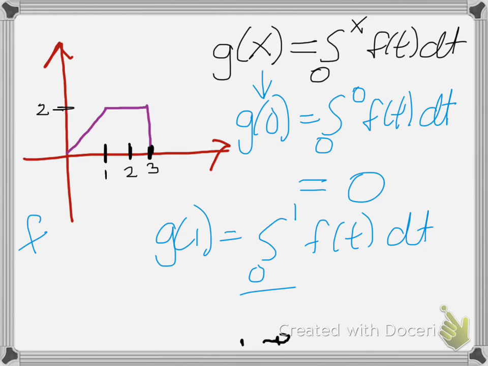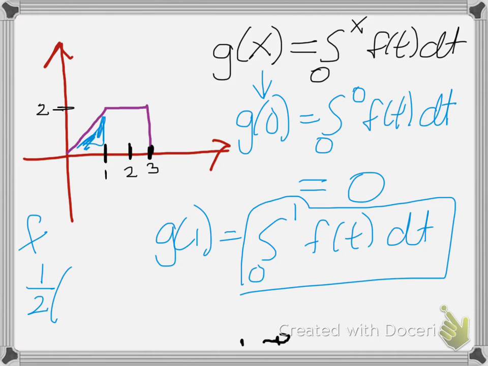So wherever you see an x, you're going to put a 1. Okay, this notation right here means to find the area under the curve from 0 to 1. So the area under the curve from 0 to 1 is a triangle located right here. So you just need to know that the formula is 1/2 base times height. So the base is 1 and the height is 2, and so the whole thing is equal to 1.